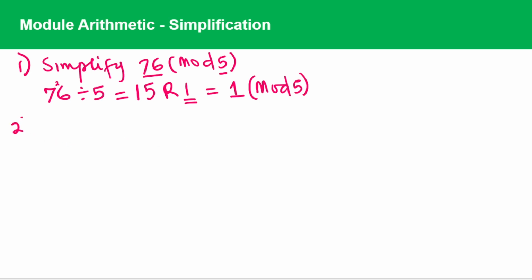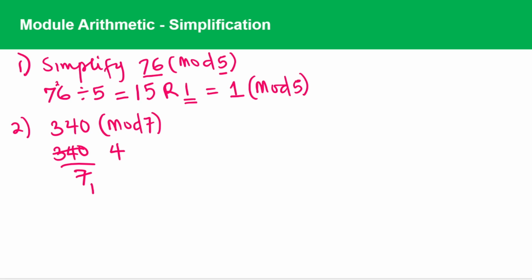Number 2. Suppose I'm to simplify 340 mod 7. Again, I'm to check how many 7s I can get from 340. That's 340 divided by 7. 7 in 34 will give us 4. 7 times 4 is 28. So we'll have a remainder of 6.